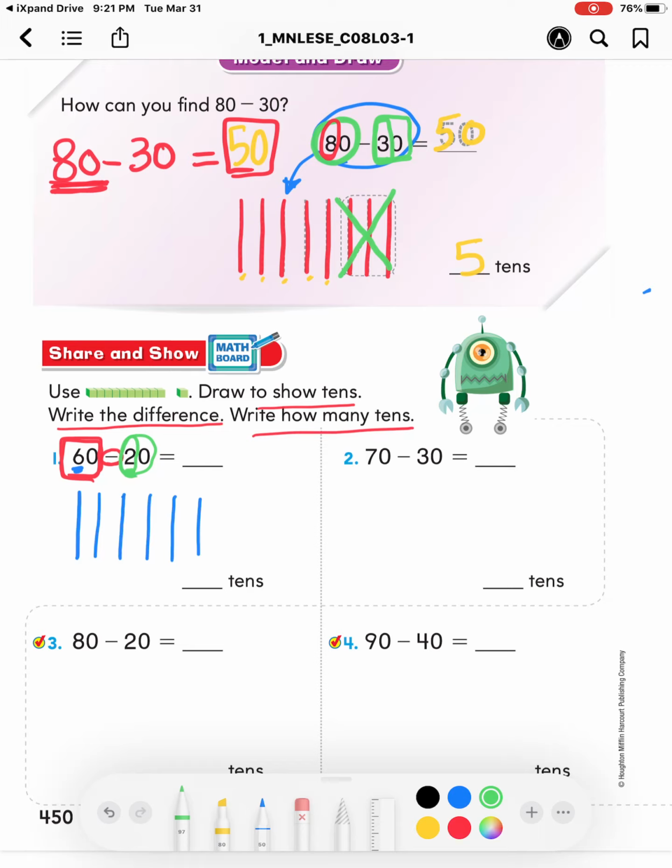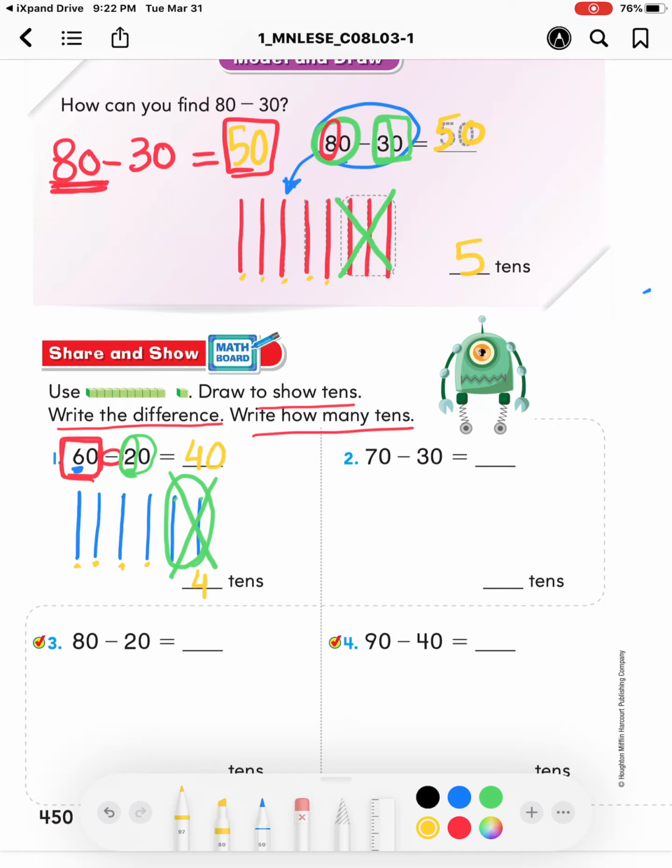So let's circle 2/10. 1, 2, and we are going to circle it and put an X to represent that we took away, or we took apart the 20 or the 2/10. Now let's count how many tens are remaining, okay? 1, 2, 3, and 4. So I have how many tens? 4/10, which means 40.